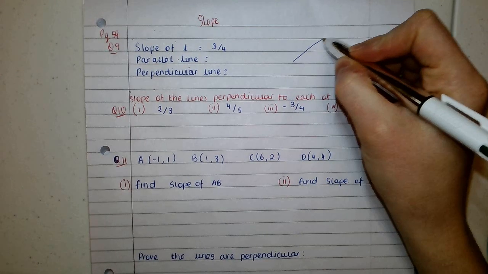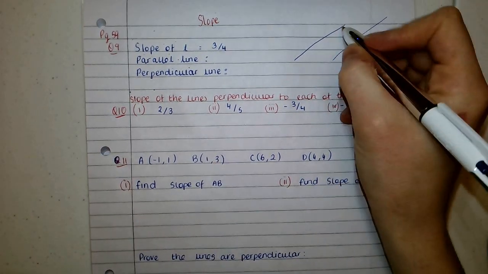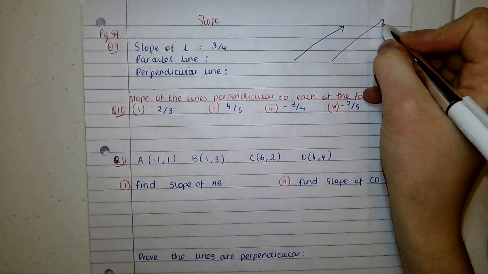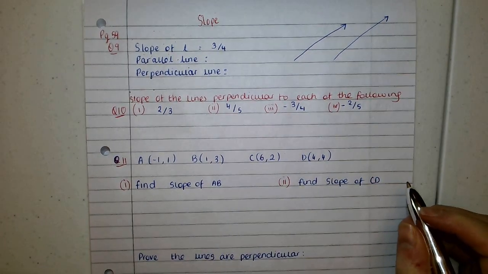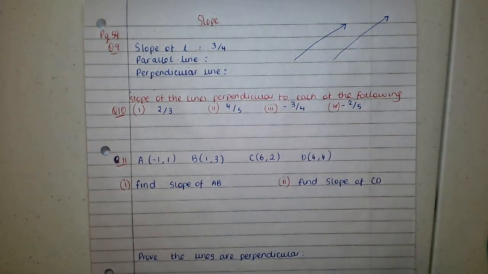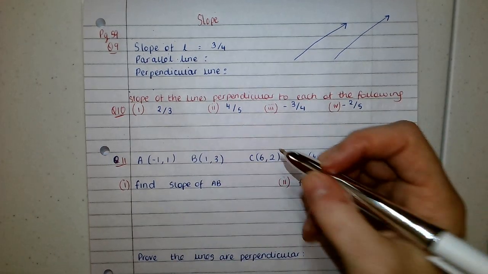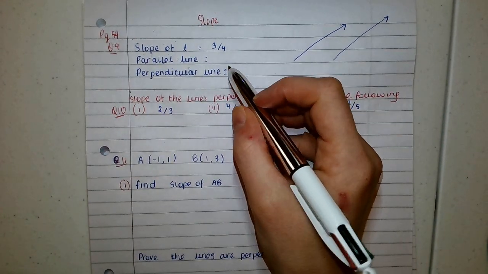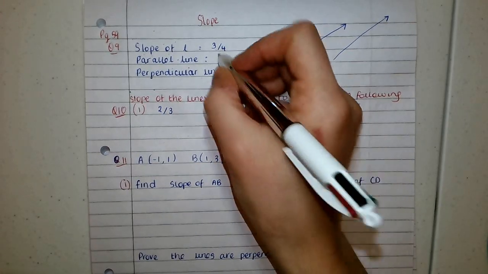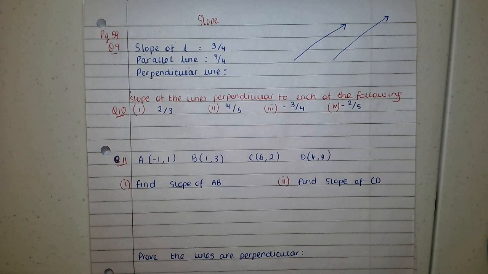If you can imagine two parallel lines, like so, and you think about the steepness of both of those lines, the steepness is probably near the exact same. So we know that parallel lines have equal slopes. So if we want to write down the slope of a line parallel to L, it's just going to be the exact same. So 3/4.